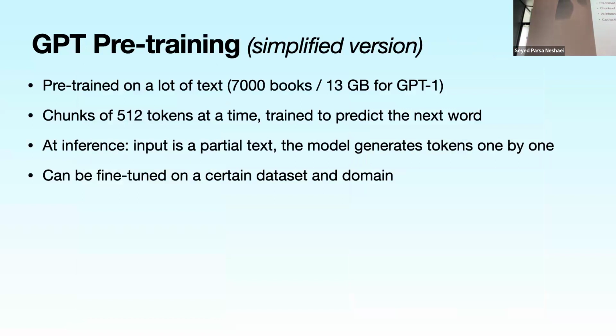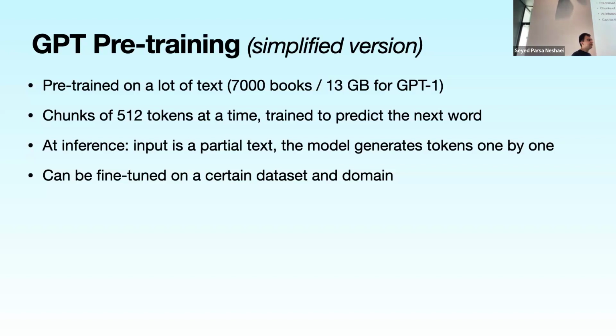It's pre-trained on a lot of text. I think GPT-1 was pre-trained on 7,000 full books, which is 13 gigabytes of data. That was the training dataset for GPT-1. It was announced around 2018 or 2019. But how did they do that?